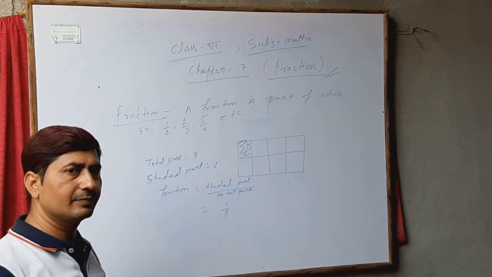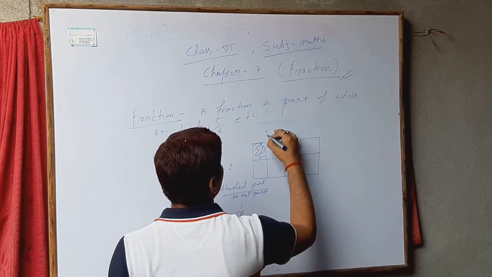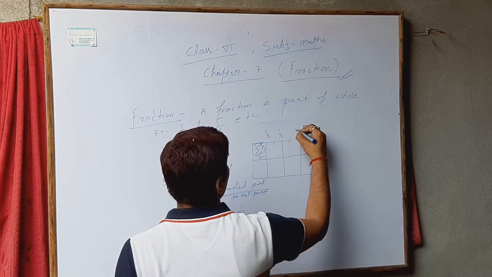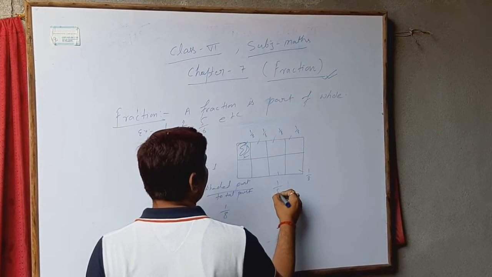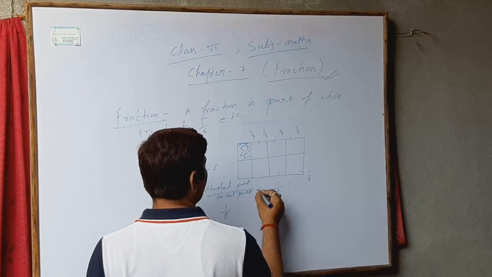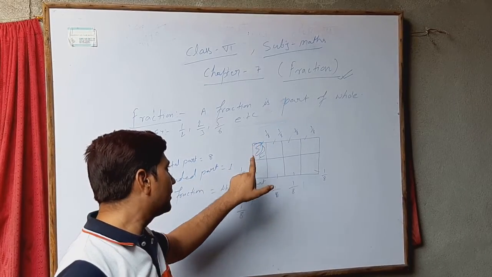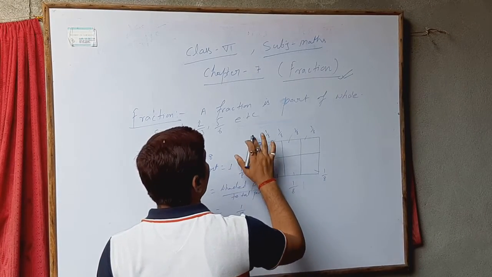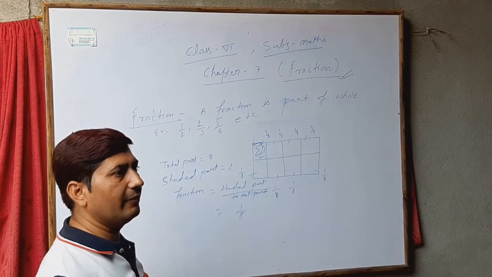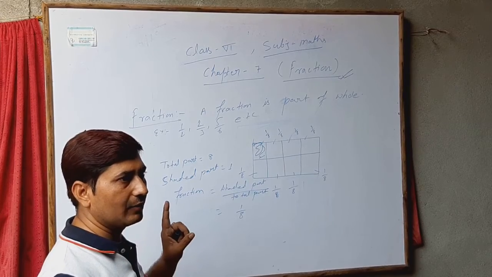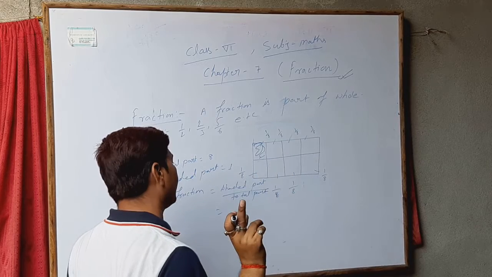This is the fraction. So now you never get confused. This one is 1 by 8. This one is 1 by 8. This one is 1 by 8, and this one is also 1 by 8. If we find the total of all, the sum of all, then we will get only 1. Then we will get 1 because this is the whole. Whole means this is the 1.